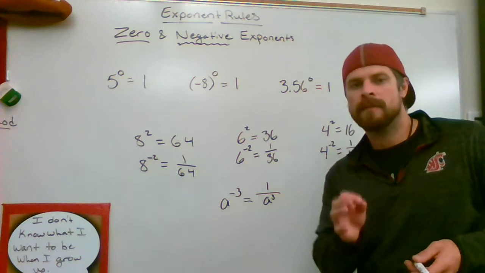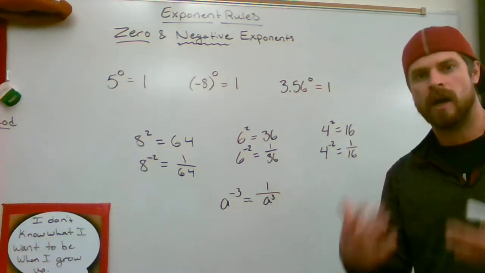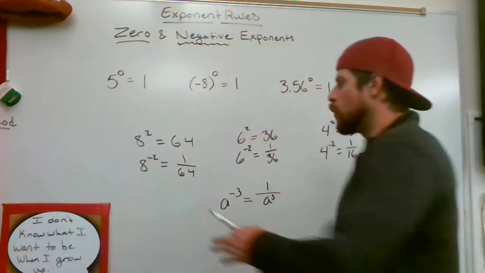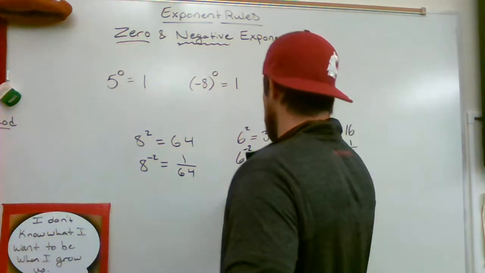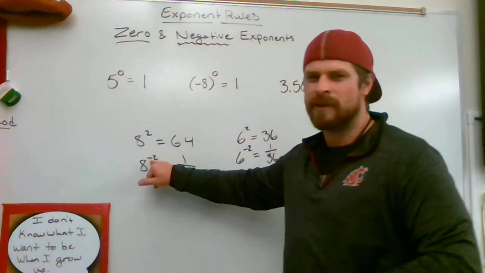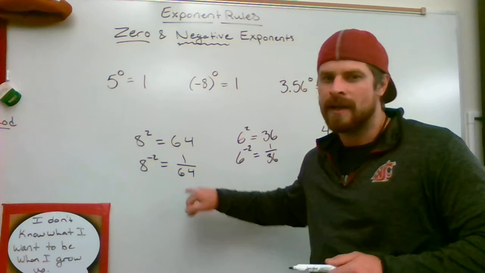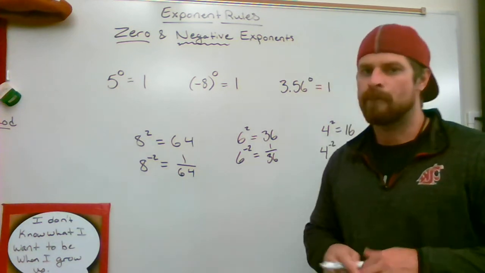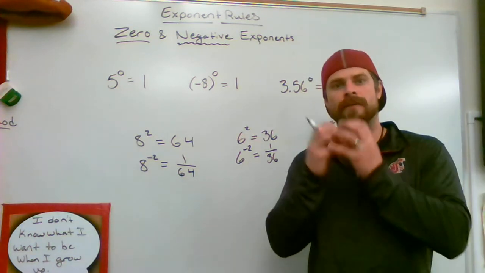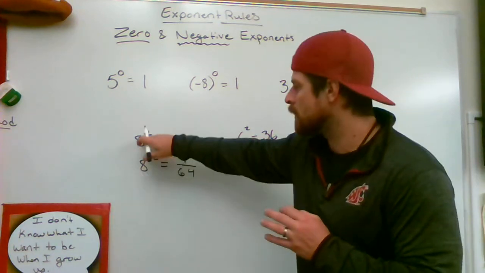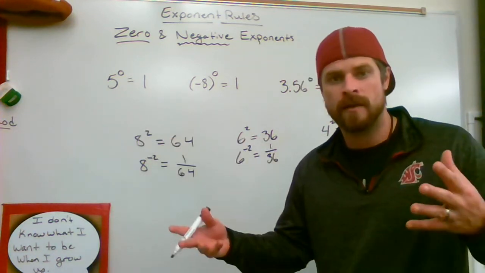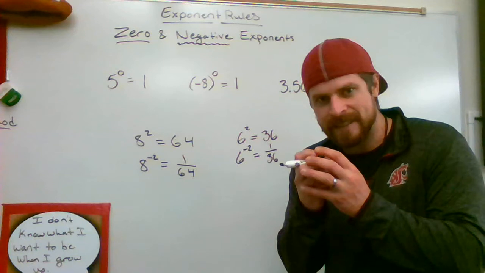Now, the common misconception, the thing that students often get confused with a negative exponent, is that when I give a negative exponent, I want to have a negative result. And that's not the case. Okay, negative exponents make things very, very small. Just like a regular positive exponent makes something big, a negative exponent makes it teeny, teeny, tiny.